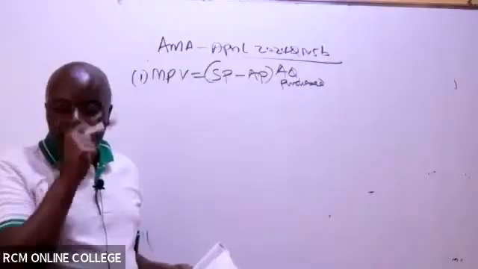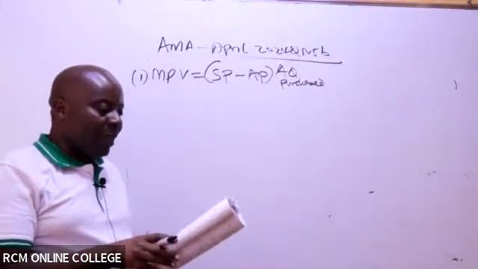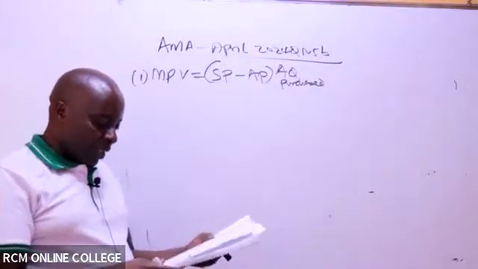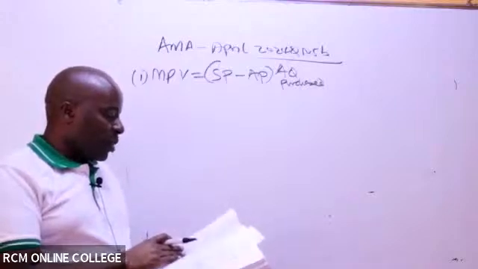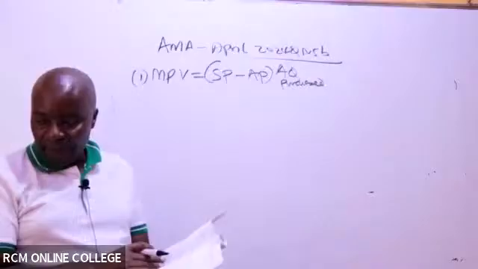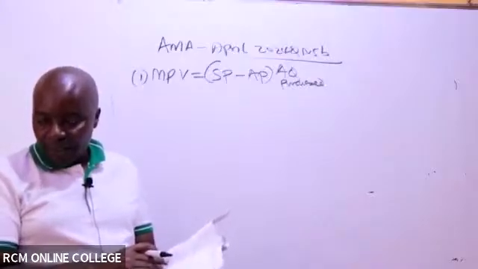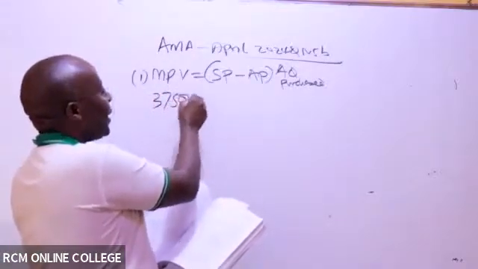So has this examiner given me the material price variance? Look at that table. Look at the table, material price variance. How much do we have there? For material price variance, we have 37,500. When we are substituting them in the formula, now you write the sign.